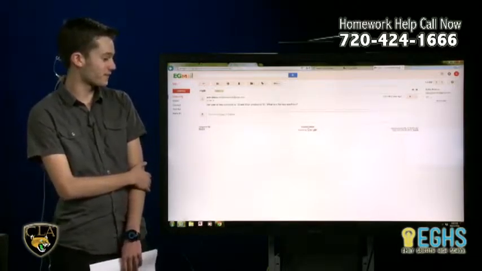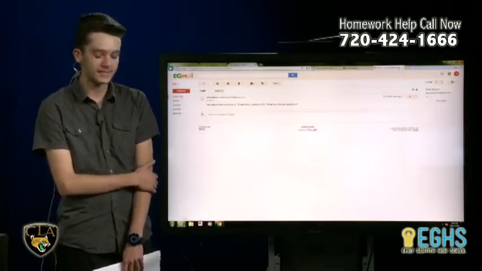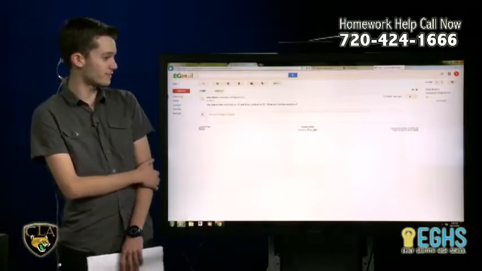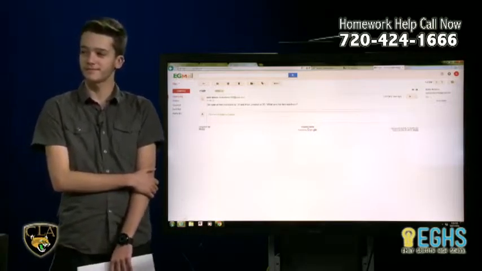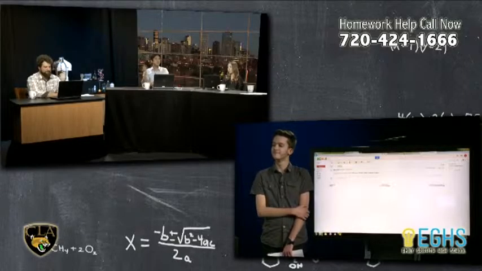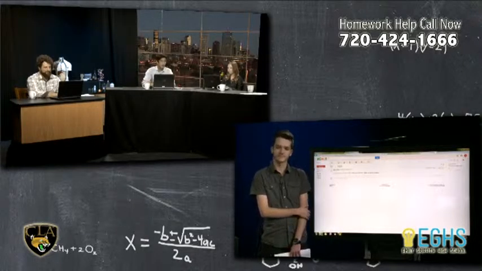Okay, the first math question we have here: the sum of two numbers is 16 and their product is 55. What are the two numbers? Yeah, I can take that one. That is a system of equations problem.